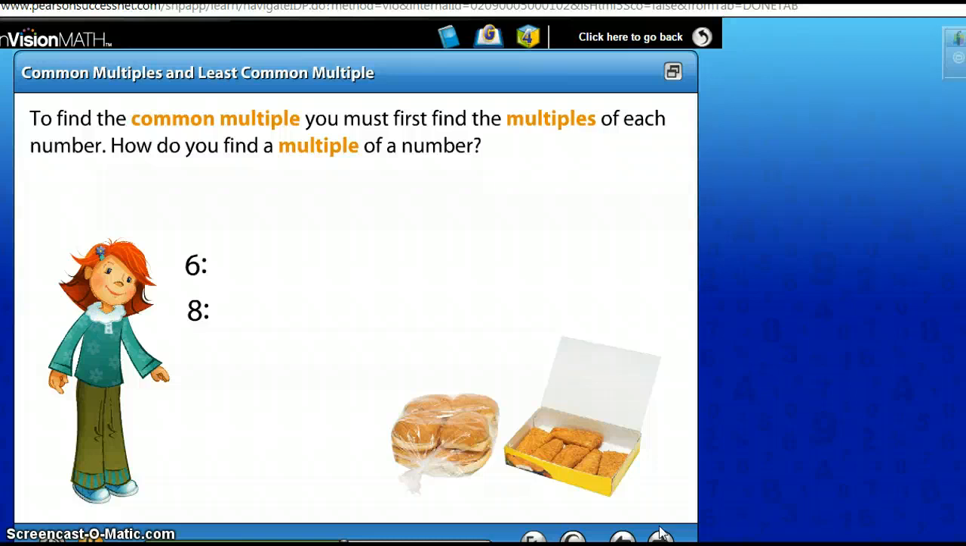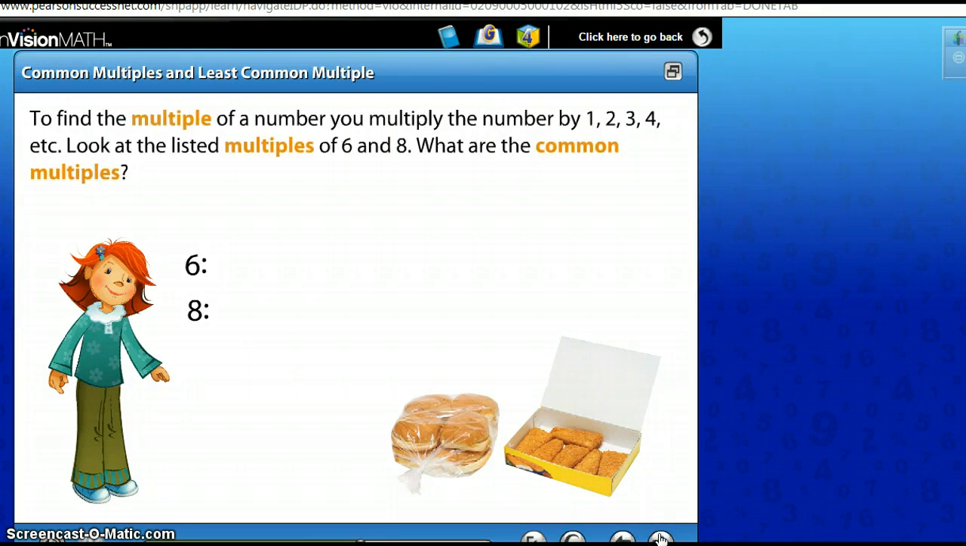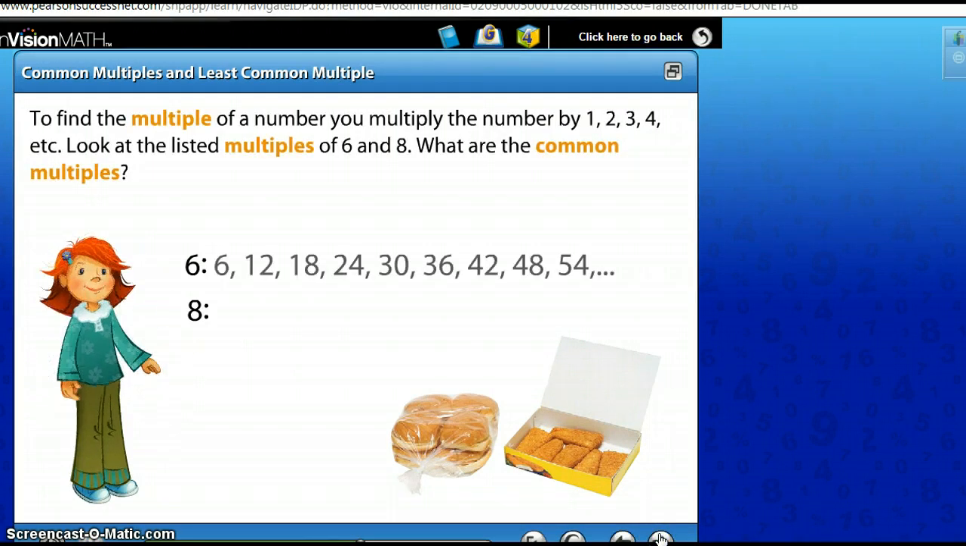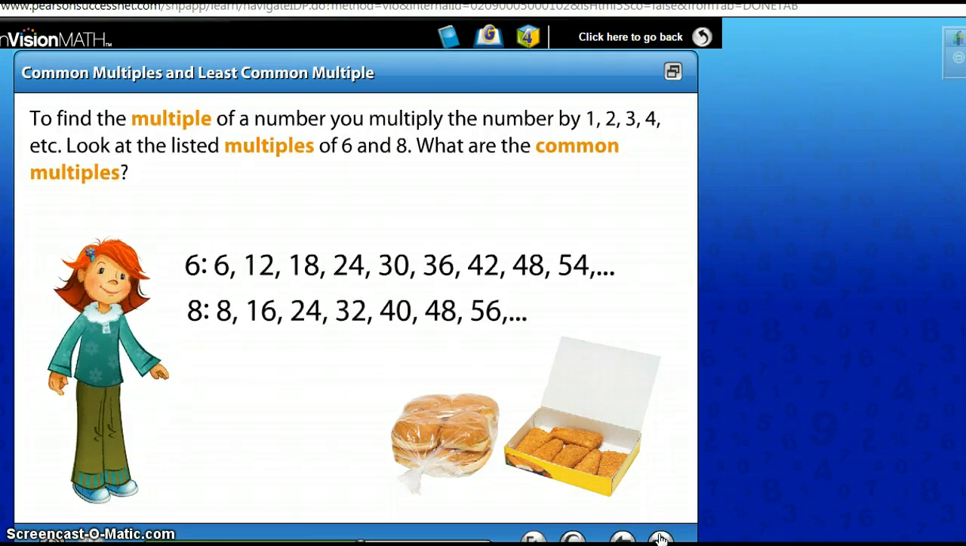Okay, so we would start with our 6s. We would go 6 times 1 is 6, or 6 times 2 is 12. We would start listing out the multiples. To find the multiple of a number, you multiply the number by 1, 2, 3, 4, etc.